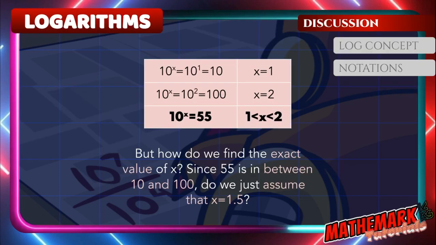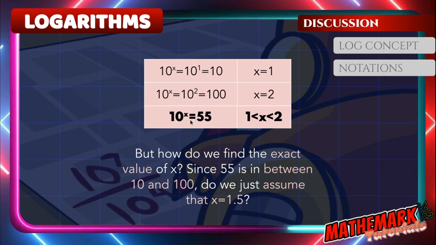So, look at the table, and it's easy to solve for the value of x in the first two rows since both 10 and 100 can be expressed in base 10. We all know that x equals 1 in the first row since 10 raised to 1 equals 10. So therefore, x here is 1. As well as 10 raised to 2 equals 100. That's why in here, x is equal to 2.